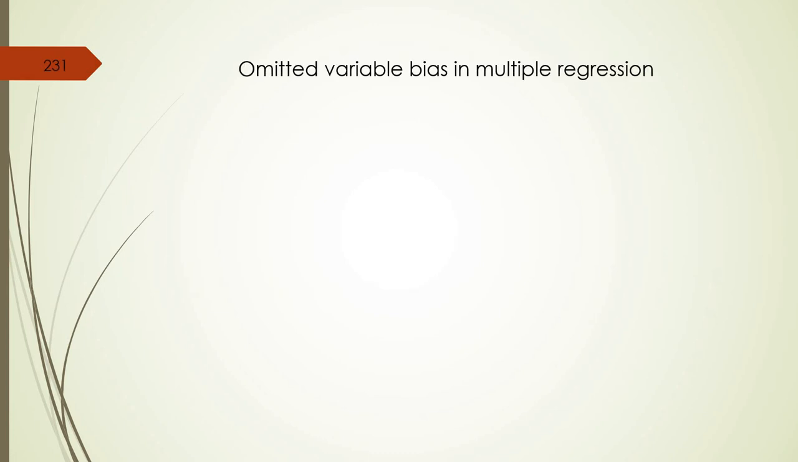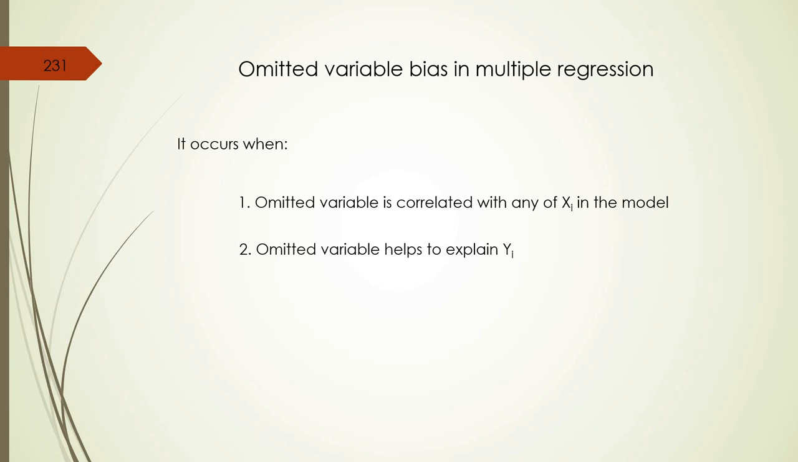When it comes to omitted variable bias in a multiple regression, it occurs when the omitted variable is correlated with any of the independent variables already in the model, and when the omitted variable helps to explain the dependent variable Y. In the case of an omitted variable, estimates are biased and inconsistent. So this is a much bigger problem than the problem of multicollinearity actually.